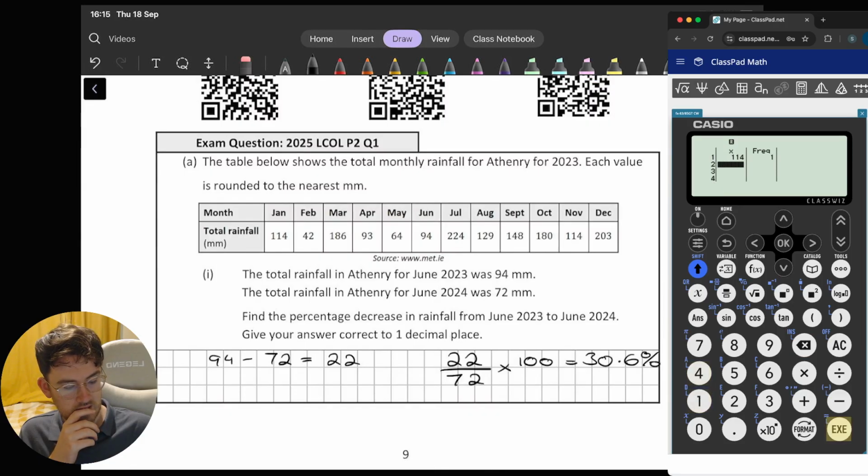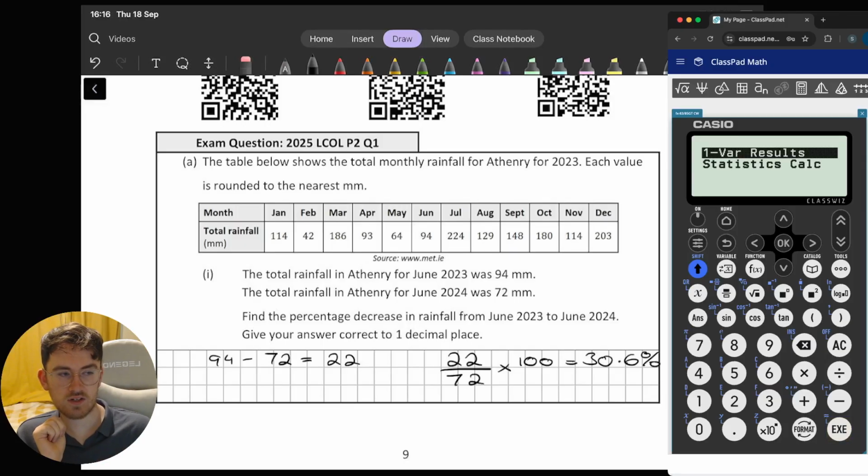114 and execute. 42, execute. 186, execute. 93, 64, 94, 224, 129, 148, 180, 114, and 203. Okay, I've entered them all. I have 12 values. That seems good.